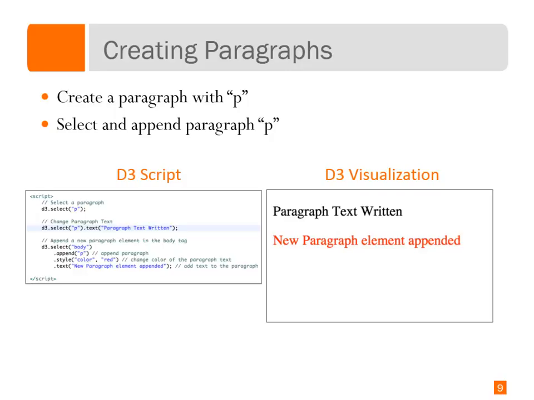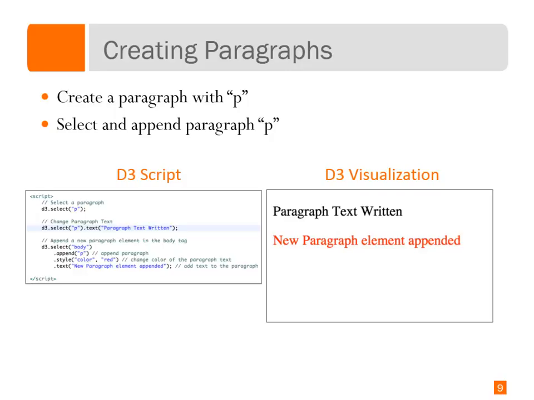I might want to change some paragraph text. So I have a statement, D3.select, the P.text, and then the paragraph text is written. Basically, the text that we put in quotes there, paragraph text written, is whatever we want it to be. We could also say, visualization students are awesome, and that would be what is written out to the right-hand side on the page there.